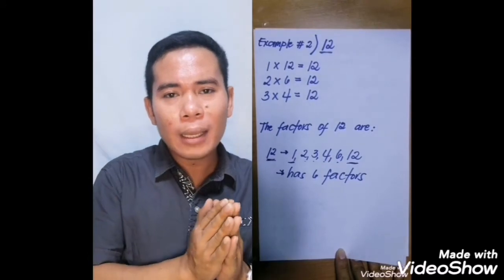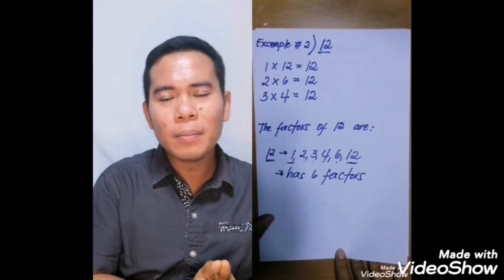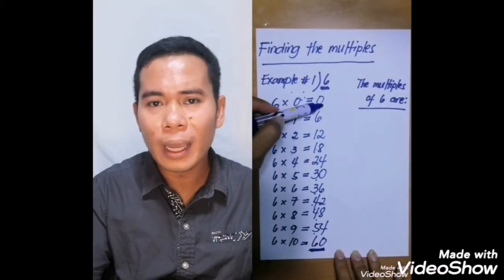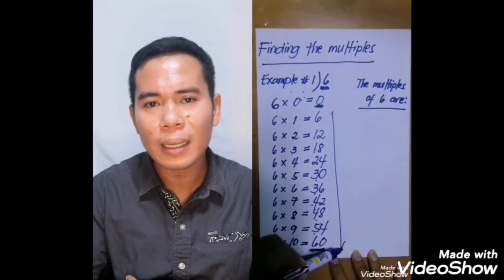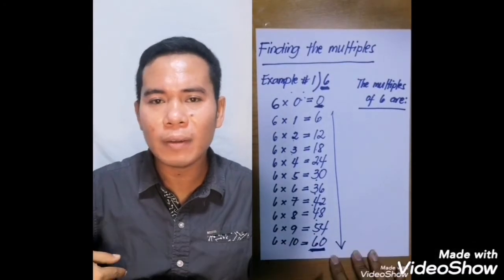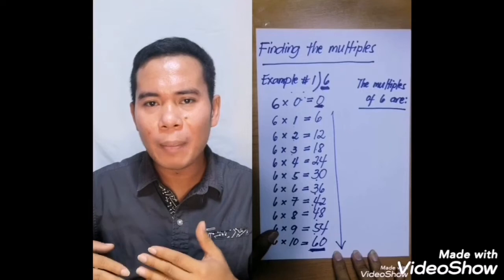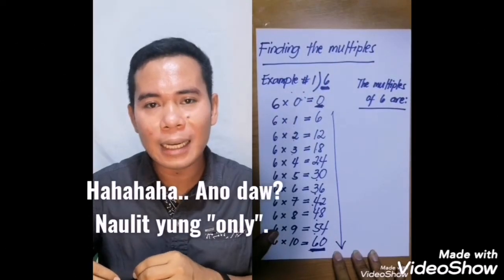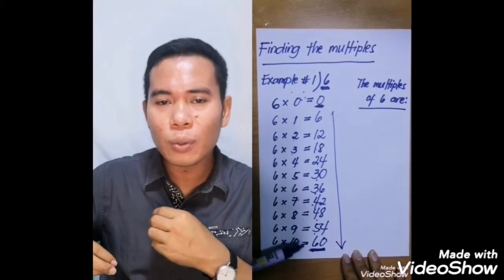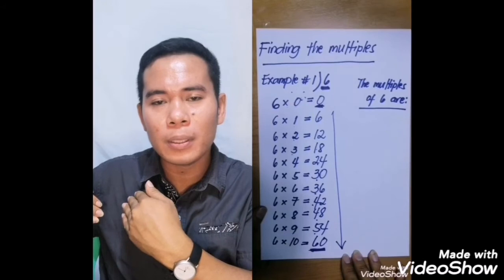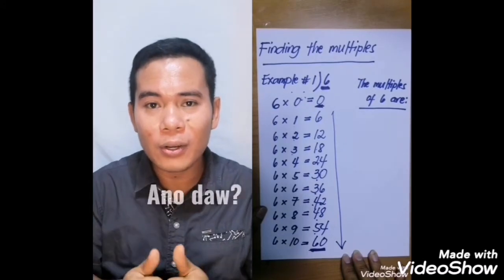But if we find the multiples of a certain number, it always starts from 0 and ends indefinitely. It never ends. Multiples never end. It's indefinite. It just happened that we stopped here at 60 because we only used numbers up to 10. But if we use 11, 12, so on and so forth, then we will be finding some other multiples of 6. Okay, do you understand?